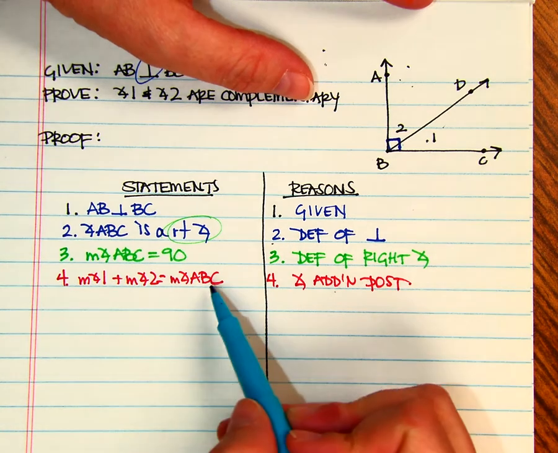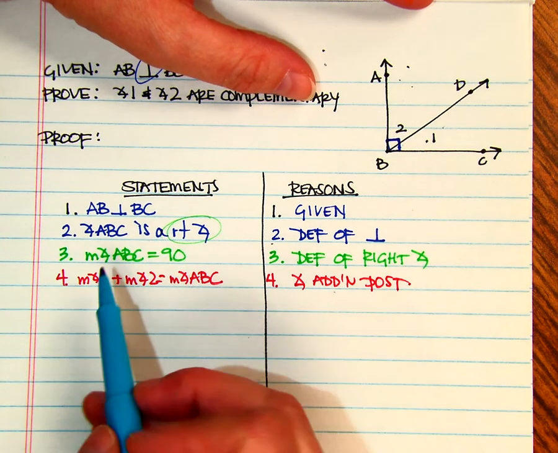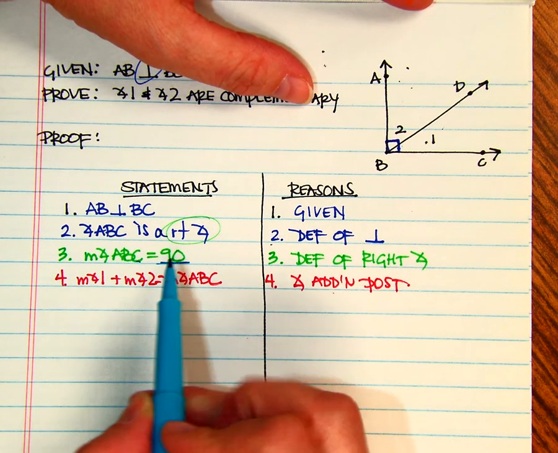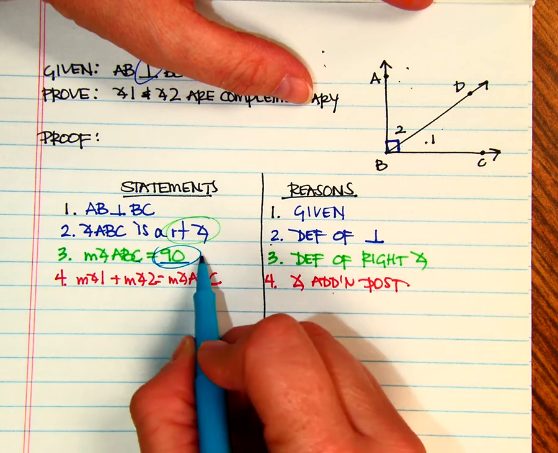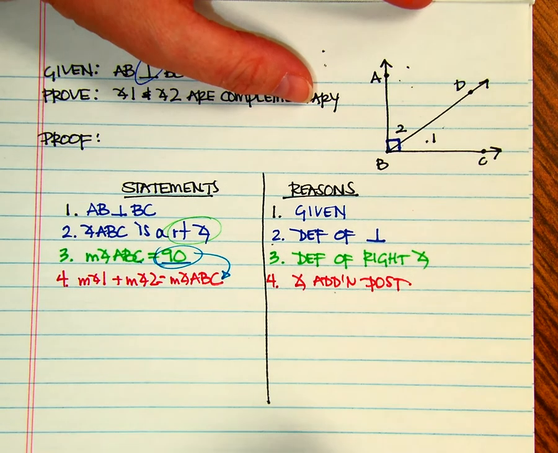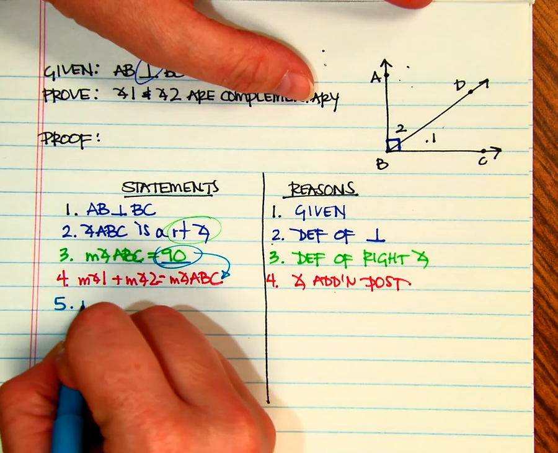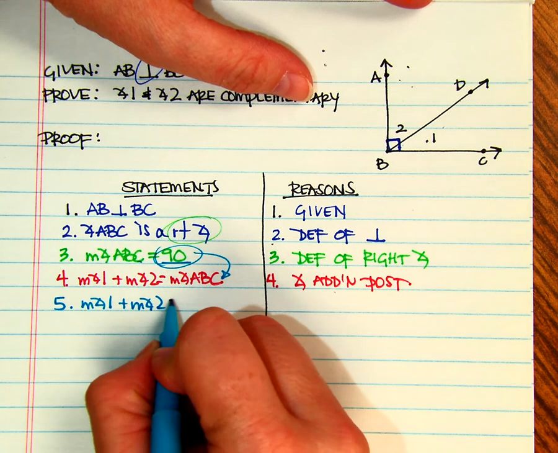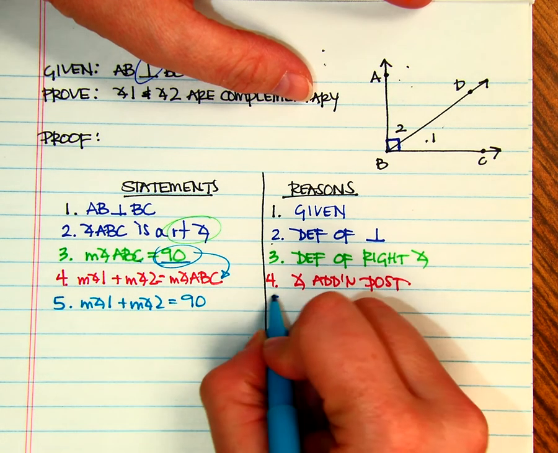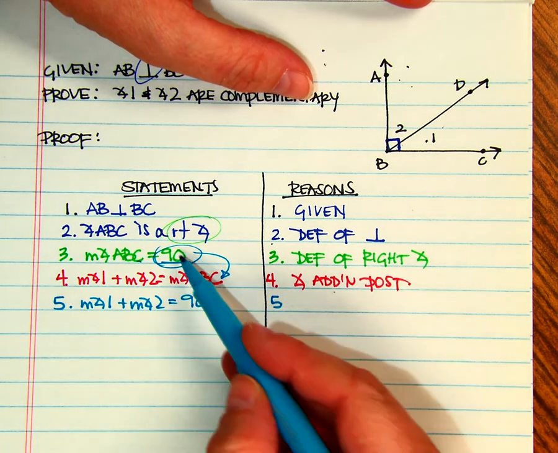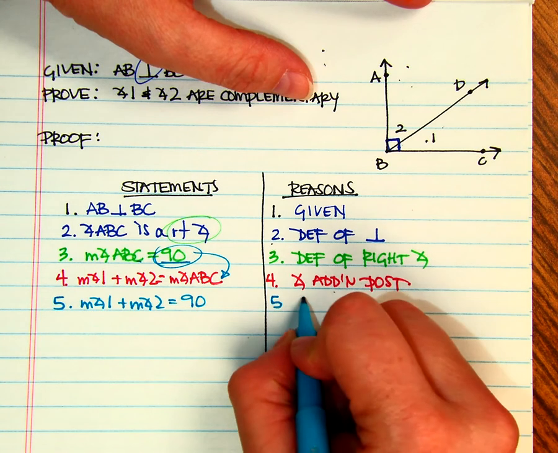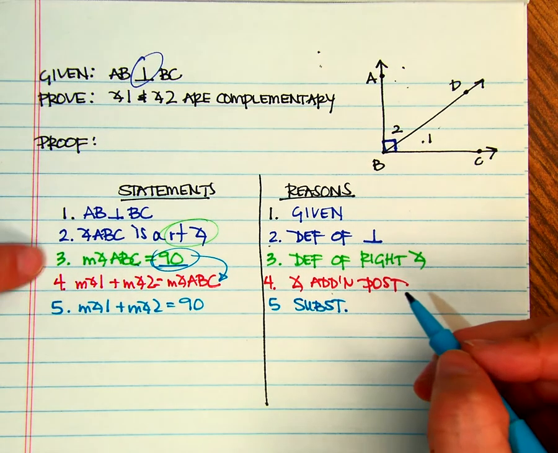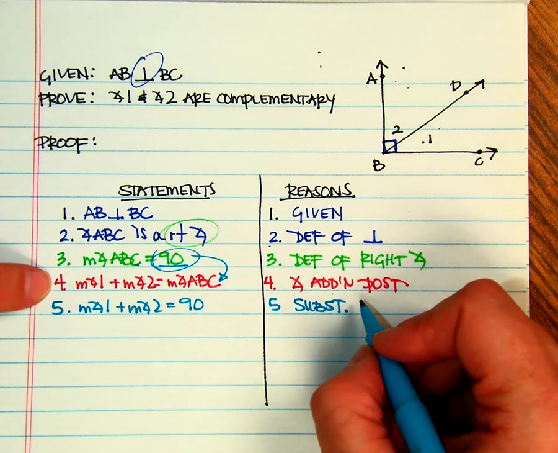So I'm now going to look back at what I already have. Well, I know that the measure of angle ABC is 90. So I'm going to put this idea in there. So the measure of angle 1 plus the measure of angle 2 now is going to equal 90. Why can I put that in there? It would be substitution. So I'm putting the idea from 3 into 4.